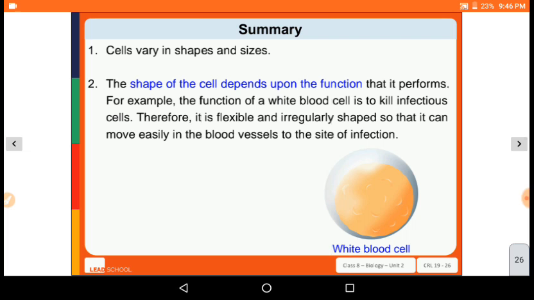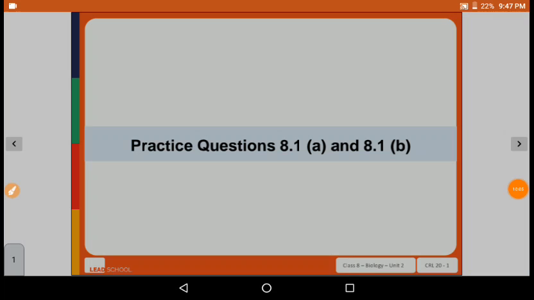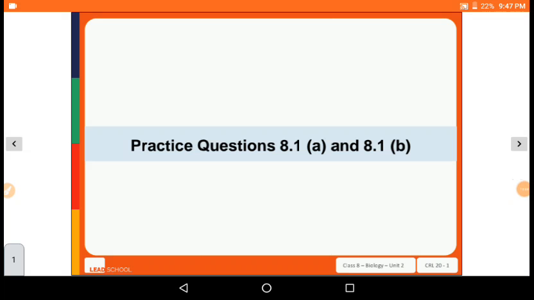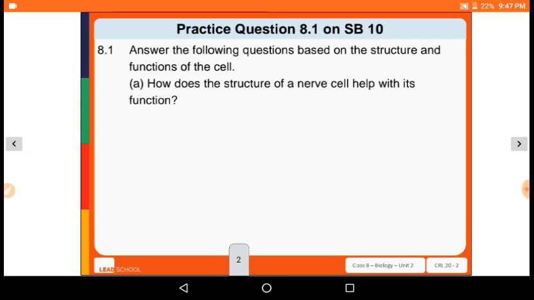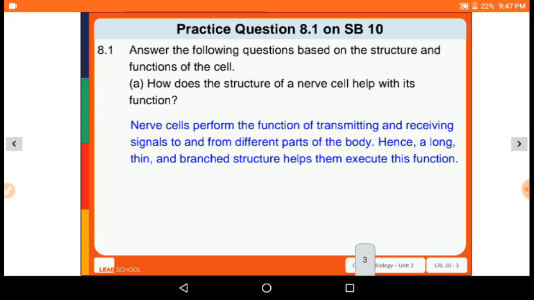Okay. So now we move ahead. So let's solve practice question number 8.1a and 8.1b. Question number 8.1 is: answer the following questions based on the structure and the function of the cell. How does the structure of a nerve cell help with its function? The answer is that nerves perform the function of transmitting and receiving signals to and from the different parts of the body. Hence, a long, thin and branched structure helps to execute exactly this function.